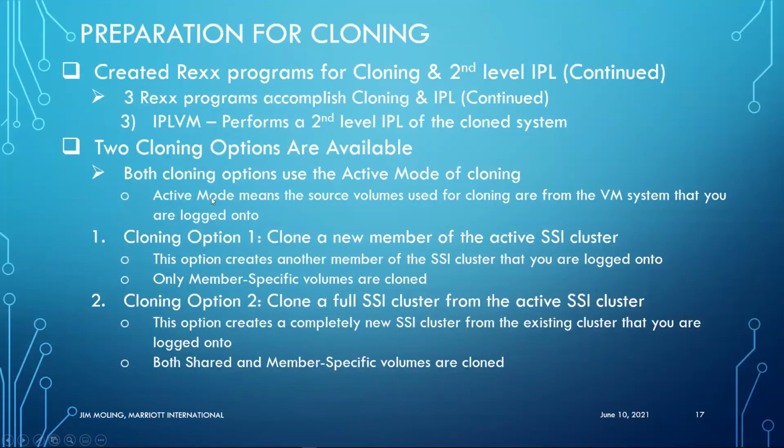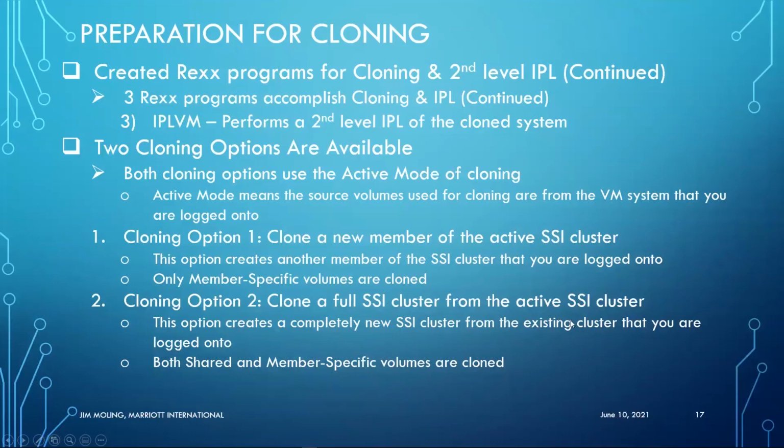So as I've already talked about, there's two cloning options. One is just to clone a new member of an active SSI cluster. You know, you've got an SSI cluster with member A, and you want to clone a member B. That's got to be easier because you're only going to clone the member-specific volumes, which is a subset of the whole cluster, right? And of course, the other option is to do the full thing, to do the whole cluster. And of course, that's going to be a lot more involved, and it also takes some more time because you've got more volumes to deal with there.